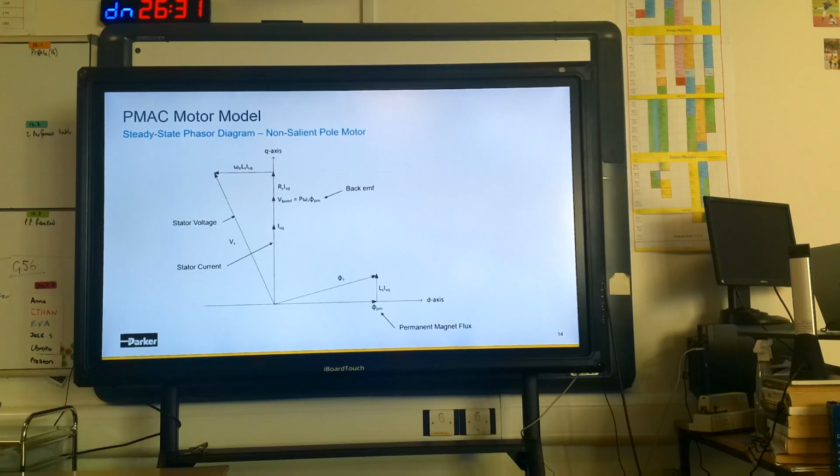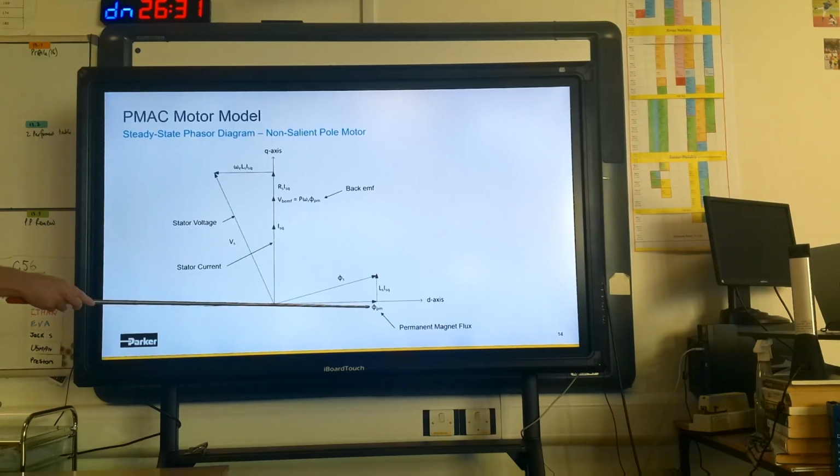Now it turns out for a non-salient pole type machine, the spoke wheel machine, we would want to control the D-axis current to be 0. And we'll talk a bit more about why that's a good thing later when we talk about torque equations. And we would only control the Q-axis current, but in terms of the phasor diagram, you always start off on the D-axis.